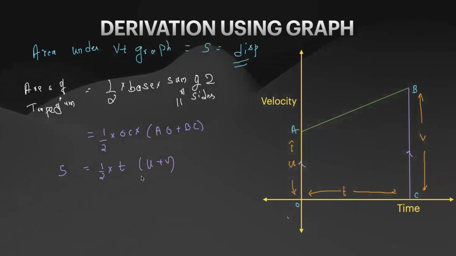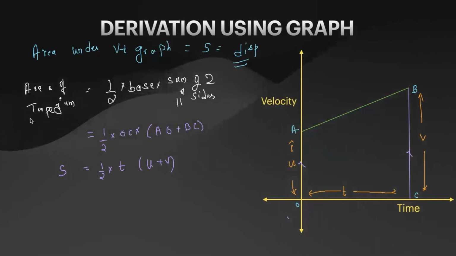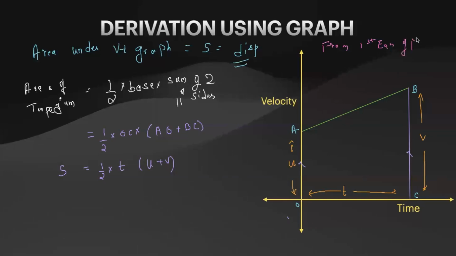Okay. Now what we are going to do is a little different over here. Now what is the third equation of motion? V square minus U square equals 2AS. Now, do you see any dependence on time anywhere? No. So what are we going to do? Yes, we are going to extract time from the first equation of motion.